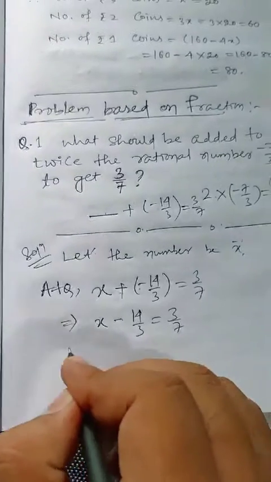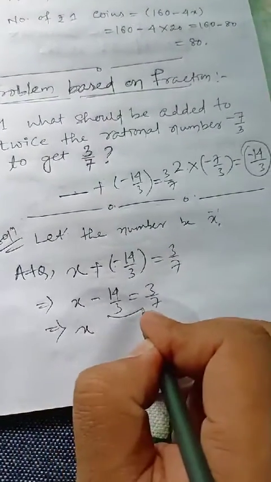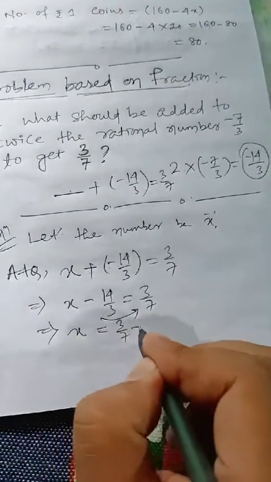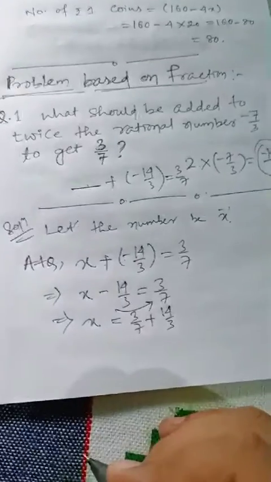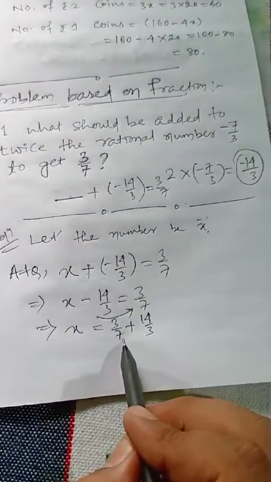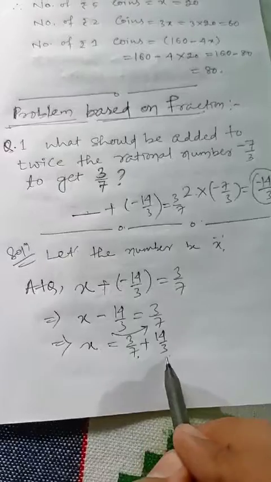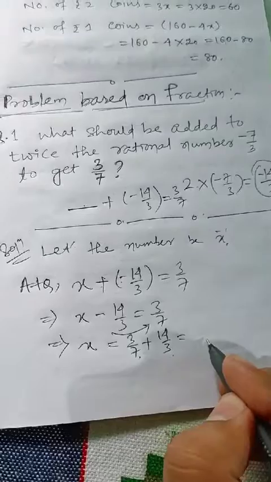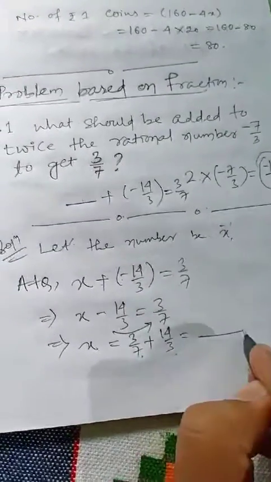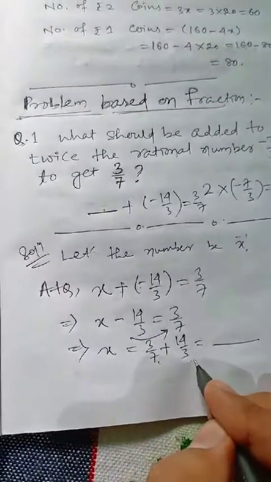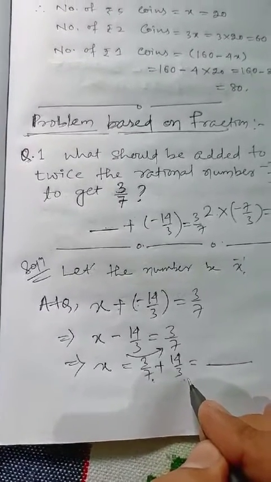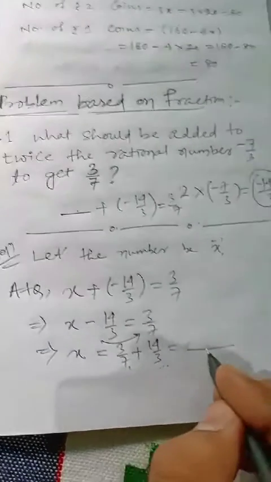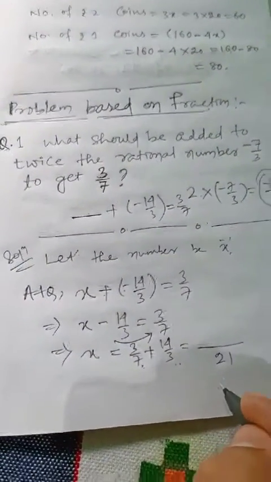In the next step, I will write x is equal to, if we transpose minus 14 by 3 to the right hand side, it becomes plus: 3 by 7 plus 14 by 3. Now look here, it is addition of fractions. You know how to add fractions. First of all, we will take the LCM of the denominators. Here the denominators are 7 and 3, and there are no common factors between 7 and 3, so their product is their LCM. So 7 into 3 is 21, so the LCM is 21.